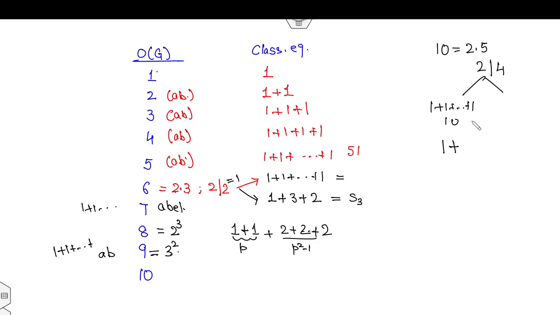And second is 1. 5 I can write as 1, and the quotient of this is 2. I have written 2 twice. Similarly, you can write it for the group of 11. 11 is a prime number, so it's 1 plus 1, and so on.